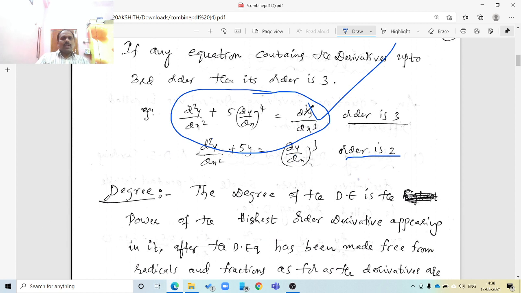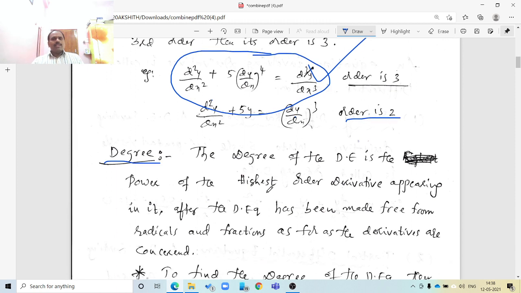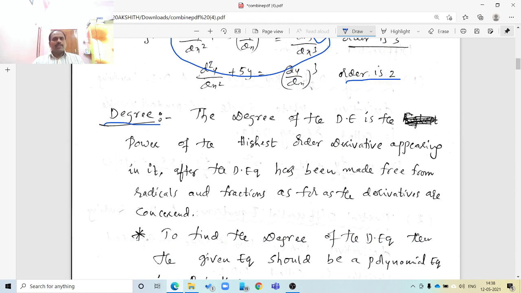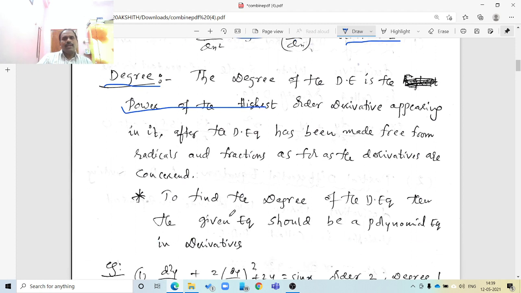Next, we are going to define degree. The degree of a differential equation is the power of the highest order derivative appearing in it, after the differential equation has been made free from radicals and fractions as far as the derivatives are concerned. Simply, before we find the degree of the differential equation, the given differential equation should first be free from radicals and fractions. That means it should be expressed as a polynomial in derivatives.